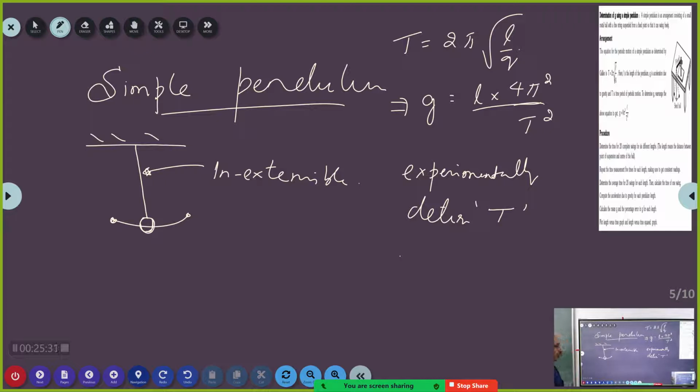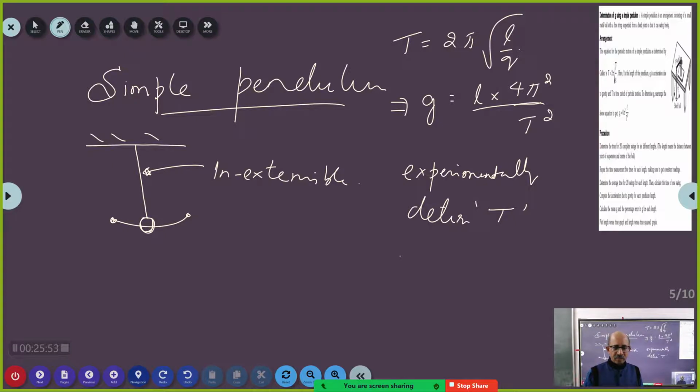What did you do first? Calculate time taken for completing 10 oscillations. So as soon as you went to the laboratory, you started oscillating the pendulum and you started calculating. You took a stopwatch and you measured 10 oscillations. That's precisely what you did.